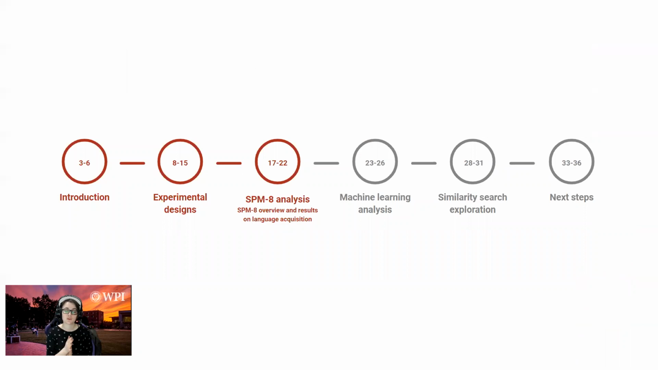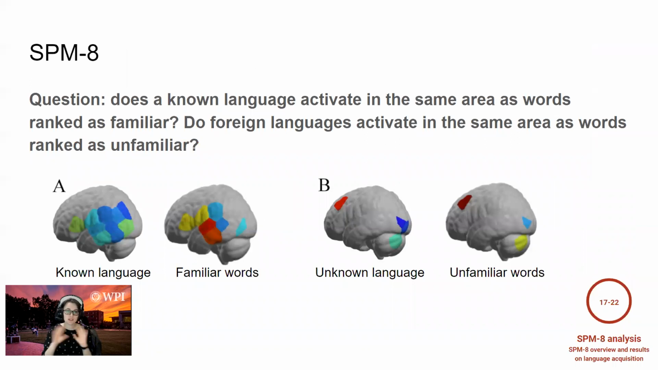Next, we're going to start moving into our analyses, first with SPM-8. So I want to give an overview of what SPM-8 is, and the results that we have received in language acquisition. So just big picture right here, without going too in depth into what SPM-8 even does, we wanted to look and see if a known language activates in the same area as words that are ranked as familiar, regardless of what language they came in. And then, do foreign languages activate in the same area as words ranked as unfamiliar? So for the 2 diagrams, pretty much so, yes, that is true.